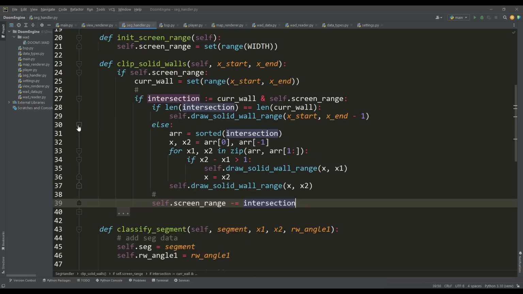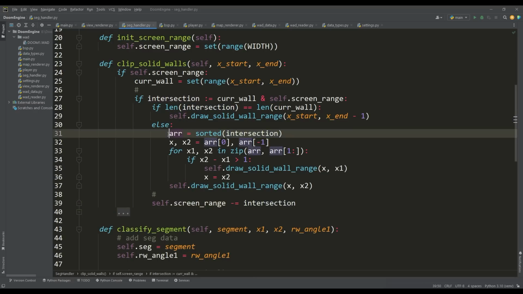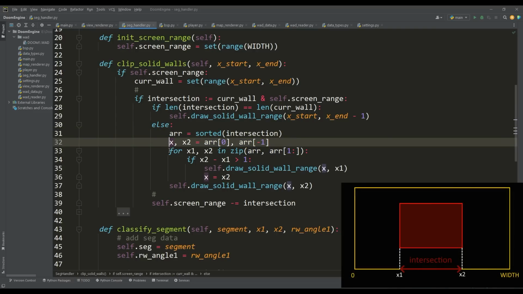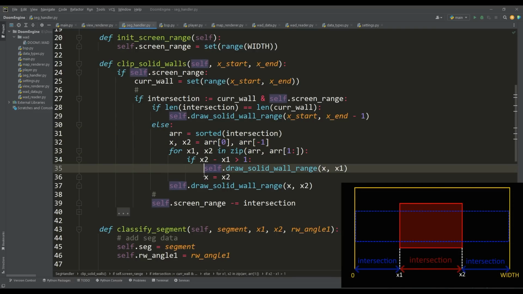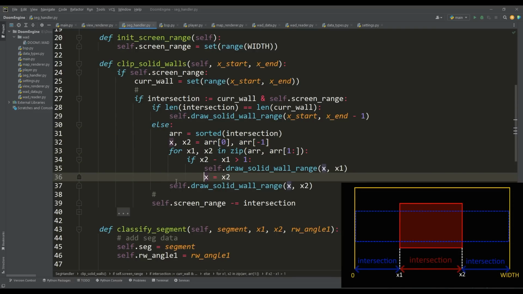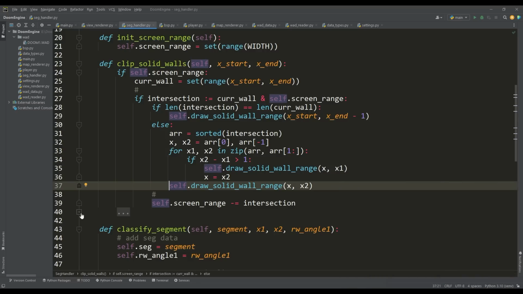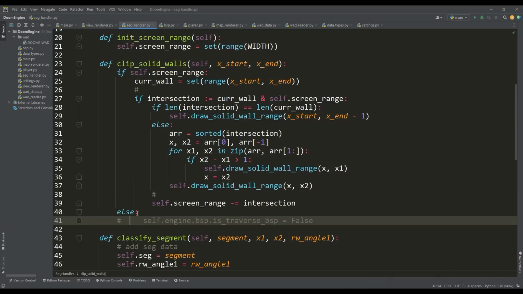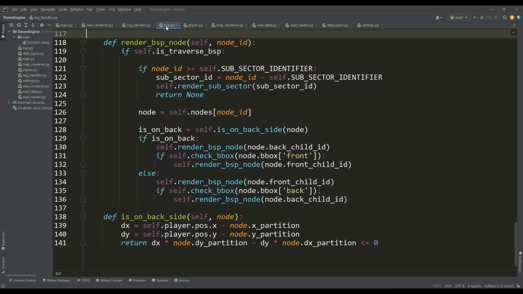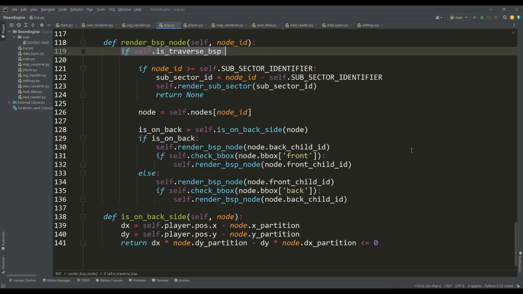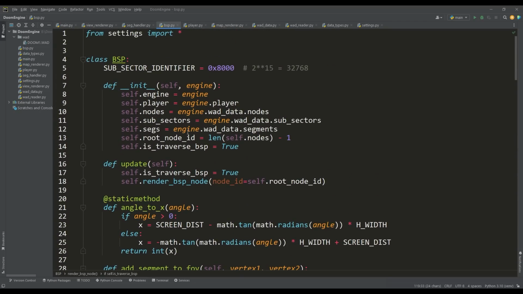But here it is required to handle the case when the new segment is partially overlapped by the previous segment, and then we find these gaps that divide the segment into several visible sections of the wall. And as an optimization, in the case of filling the whole screen with solid walls, we can stop further traversal of the BSP tree. And the corresponding attribute is used for these purposes in the BSP class, which is set to true when initializing each new frame.